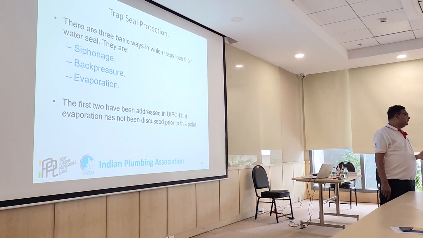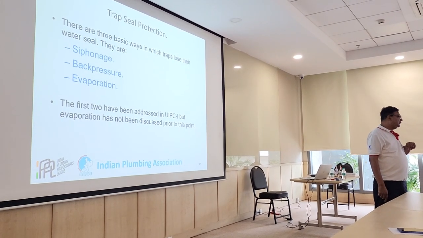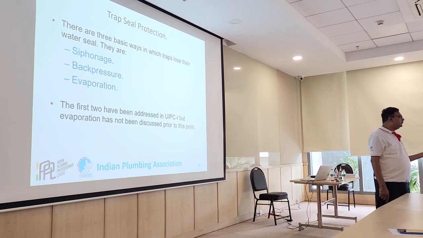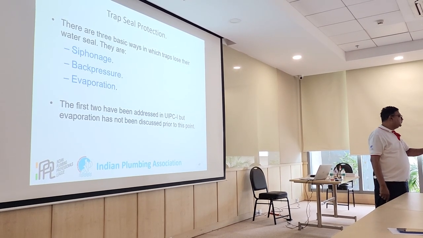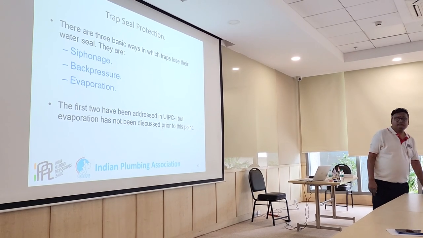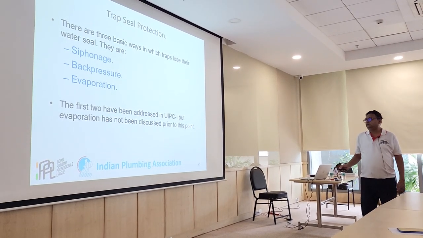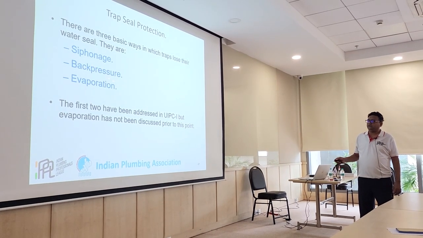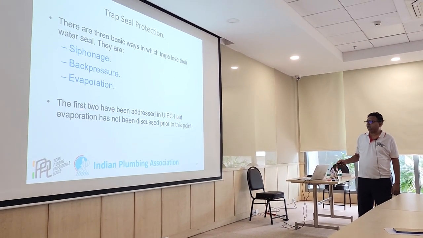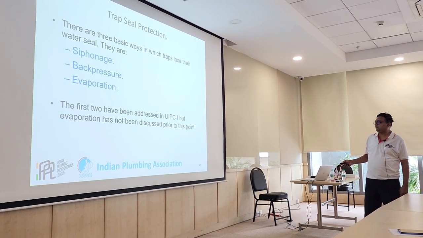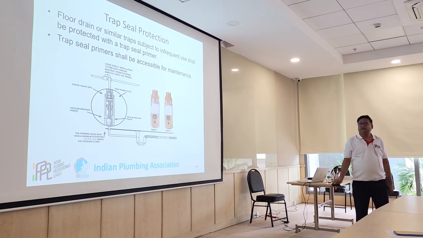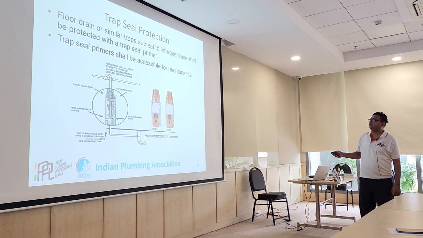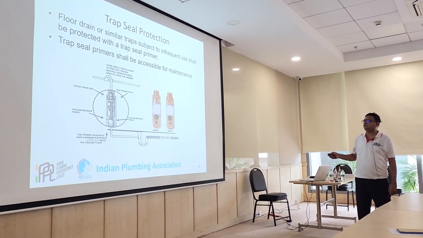So what has to be done? A primer has to be installed which will periodically allow normal water to get into the fixture so that the trap seal will be intact. The first two, siphon and back pressure, are covered in UPC, but evaporation is not discussed prior to this point. Trap seal protection. A floor drain or similar trap subject to infrequent use shall be protected with a trap seal primer.